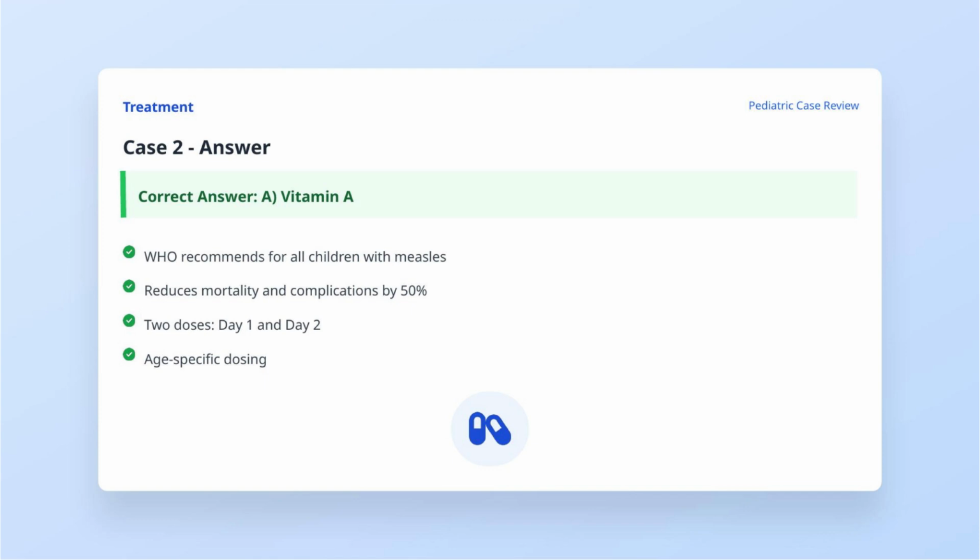Studies have shown that vitamin A can reduce measles mortality by 50% and decrease complications. The recommended regimen includes 2 doses given on consecutive days with age-specific dosing: 100,000 international units for children 6 to 12 months and 200,000 international units for children over 12 months.